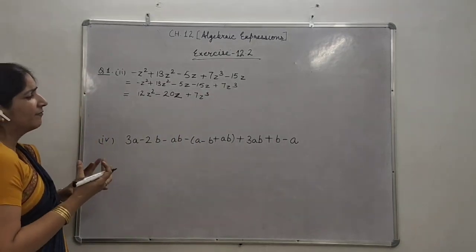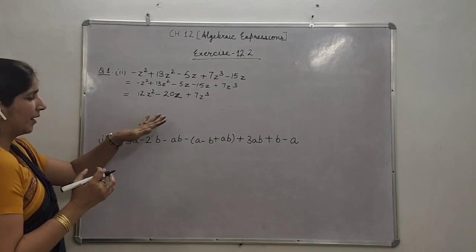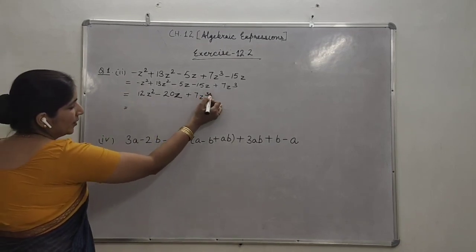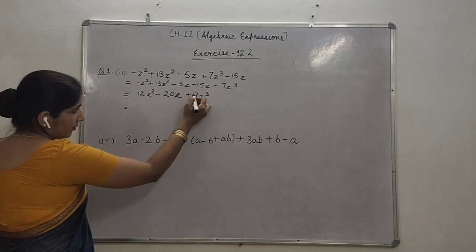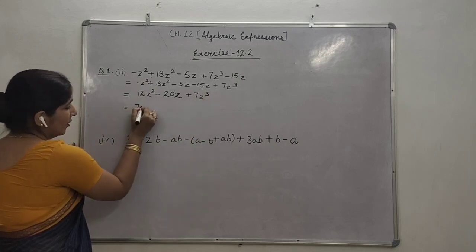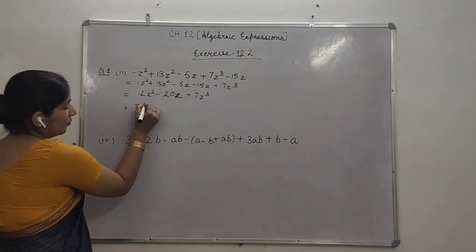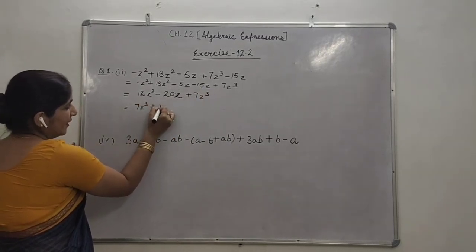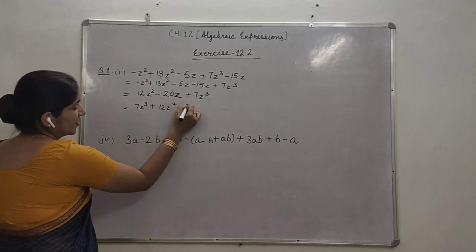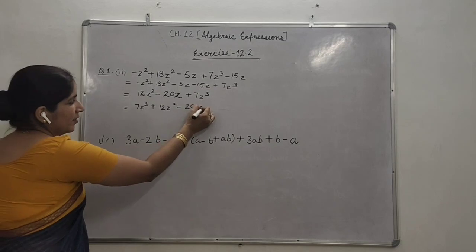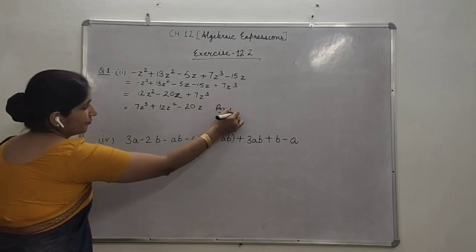Now this is the standard form we write. This is also right, but in standard form we always write first the term which has the higher power. Here z cube has the highest power, so I am writing it first. Secondly, I am writing z square. It's just a standard notation we use. You can also write in this manner. So this will be the answer.